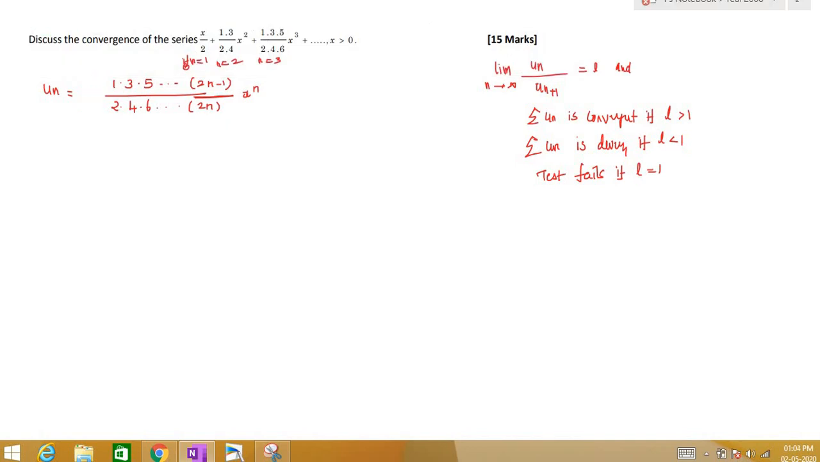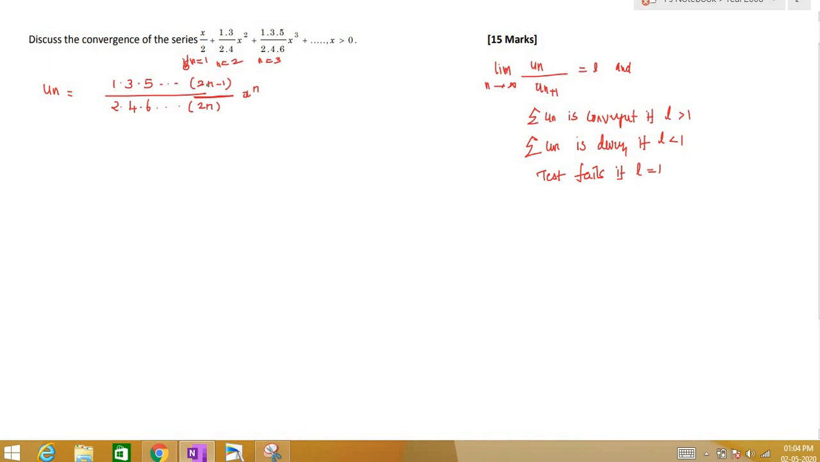So this is our nth term. For example, if we substitute n is equal to 1, we will have 2 into 1 minus 1, so that means we have only 1 here. And here, if we substitute n is equal to 1, we will have 2, so we have 1 by 2 x power 1. So we have the first term like this.